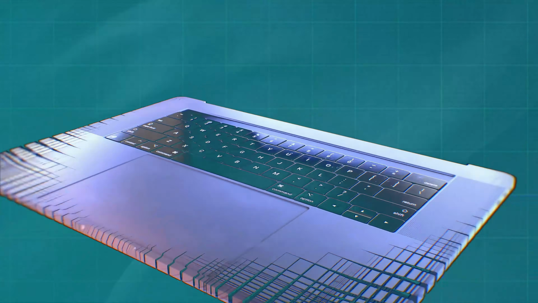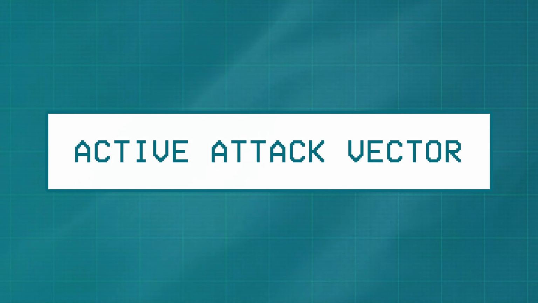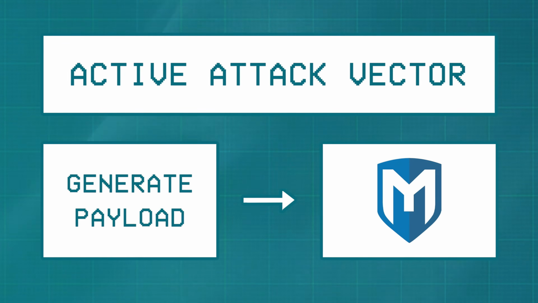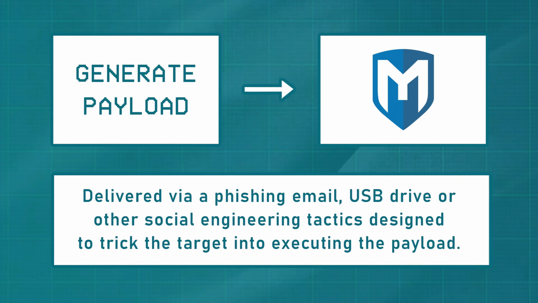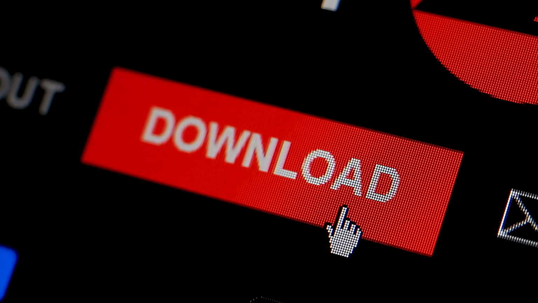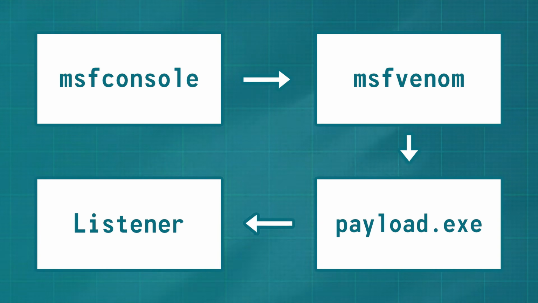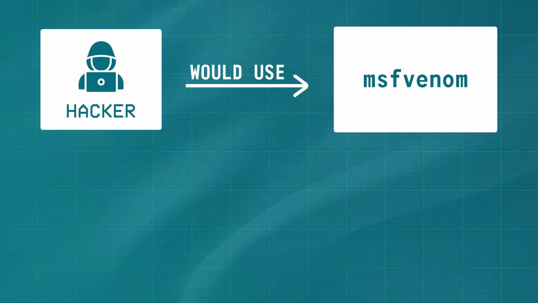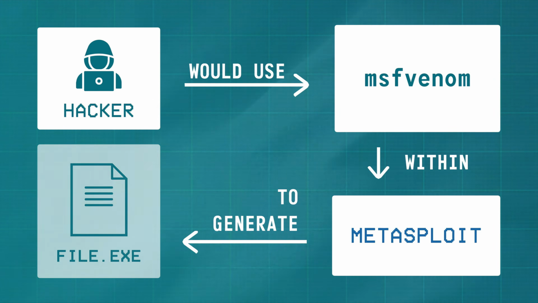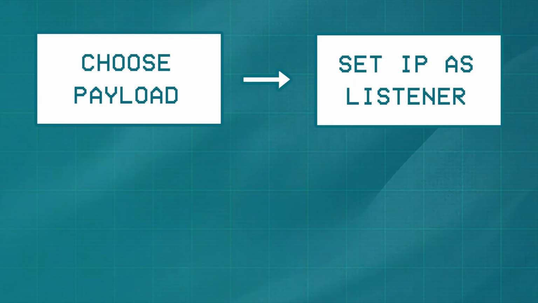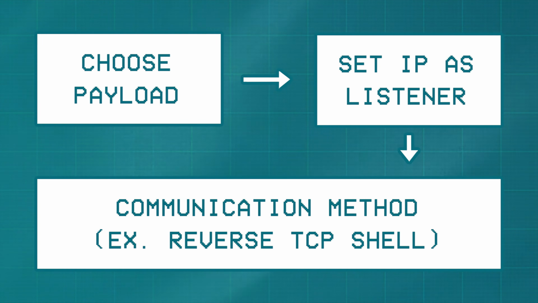Okay, so the first and most common way to hack a system using an active attack vector is by generating a payload using a tool like Metasploit, which is then delivered through a pen drive or a phishing email, requiring the target to either plug in the USB, or download and execute the payload manually. Now if you're interested in learning about how this is done, you can search on Google for more information, but for now, just know that a hacker would use a tool called MSF Venom within Metasploit to generate the deliverable file, and in order to do that, they would typically choose a payload, set their own IP as the listener, and define how the compromised system should communicate once the file is executed.